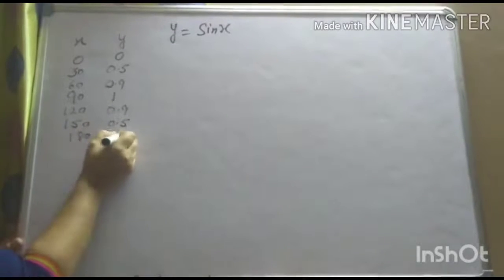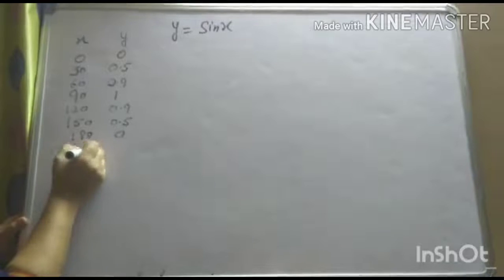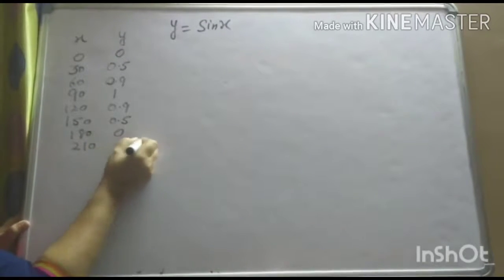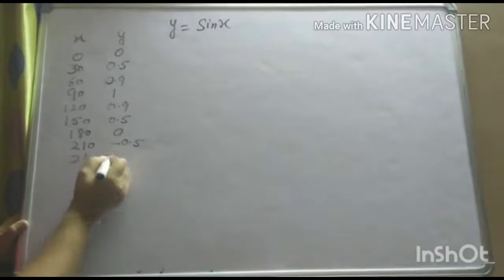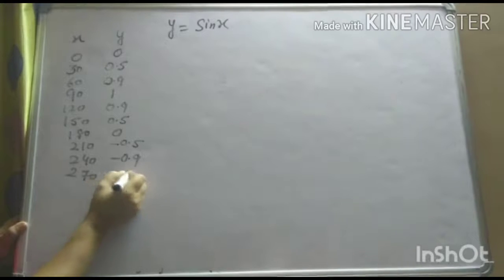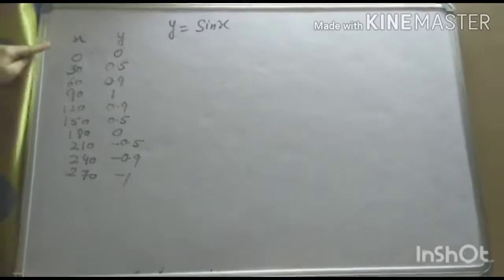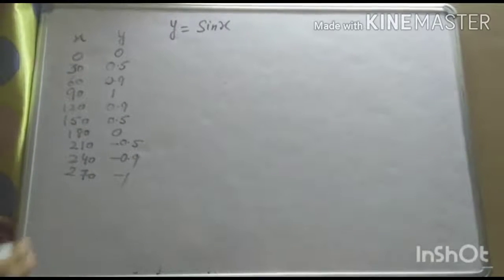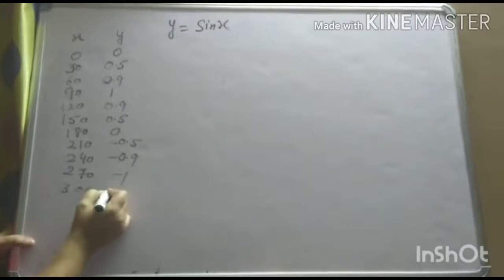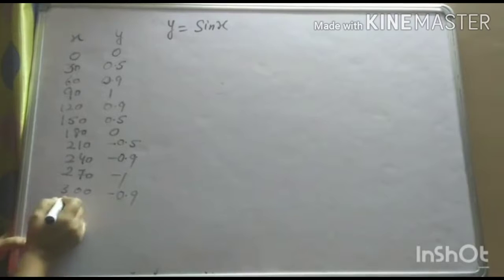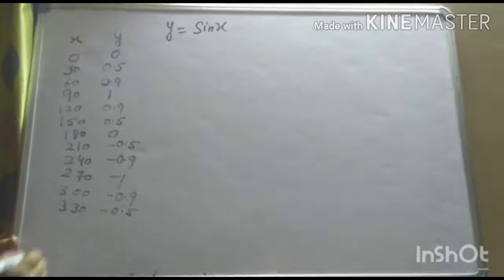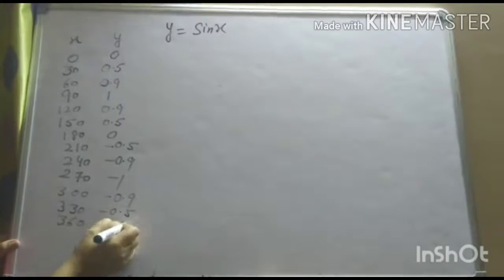Sine 180 is 0. And sine 210 is minus 0.5, sine 240 is minus 0.9, and 270 is minus 1. We can easily find out these values. Then 300 is minus 0.9, 330 is minus 0.5, and 360 is again 0.